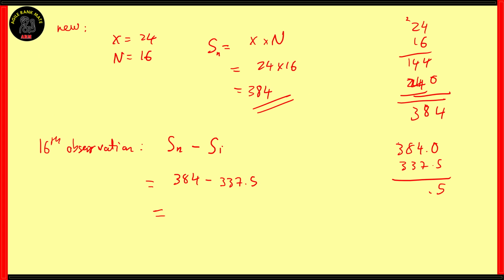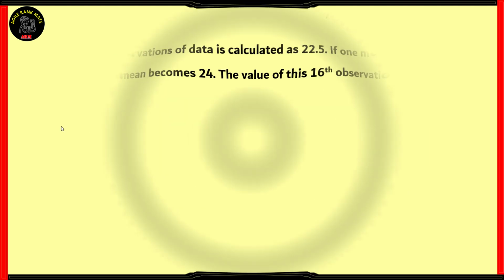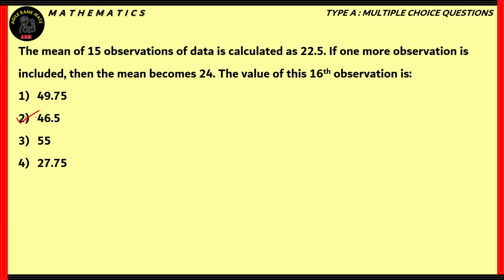Let's just verify it. So that was 3. To get this as 10. So 7, 13. 13 minus 7 is 6. Obviously, 7 minus 3 is 4. 3 minus 3 is 0. So basically, yeah, it comes back as 46.5. So the right option is option 2, 46.5.